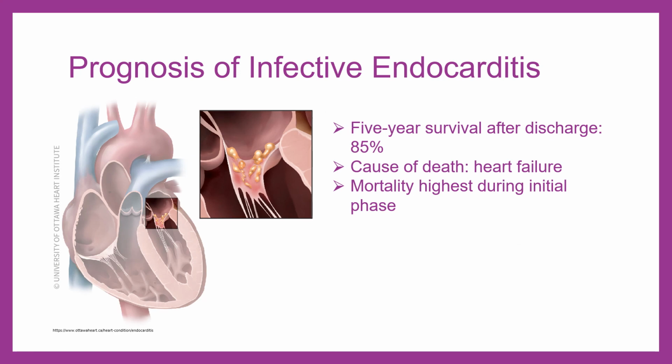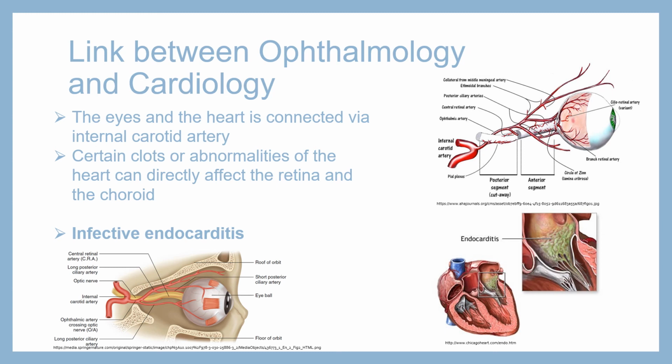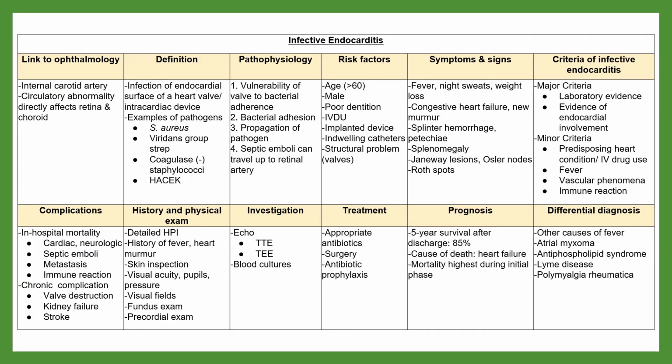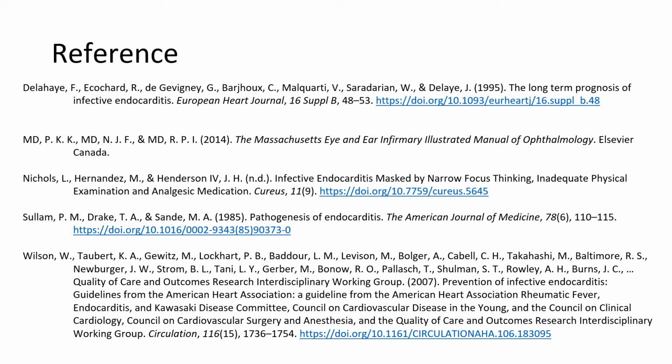The 5-year survival rate after discharge of infective endocarditis patients is 85%, and the cause of death of the 15% is heart failure, and the mortality is highest during the initial phase of recovery. So here is again the link slide between ophthalmology and cardiology. And hopefully this concept is reinforced with infective endocarditis. Here's a summary chart of everything we talked about. And this is the reference from which we drew all the information required for this presentation. Thank you for watching this video.